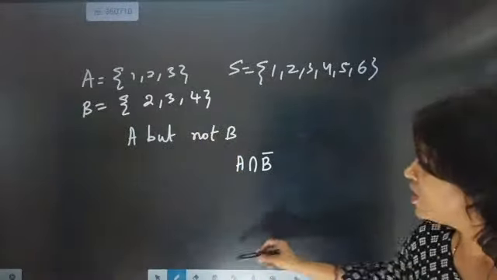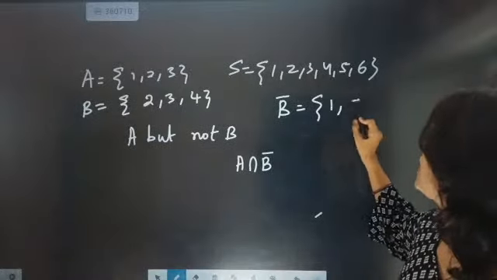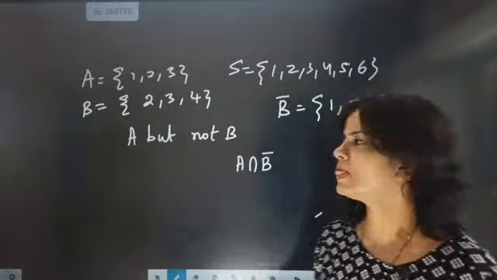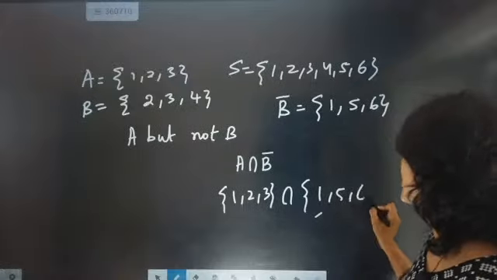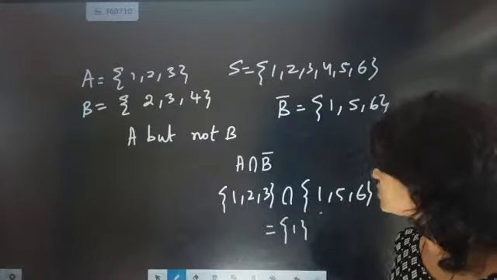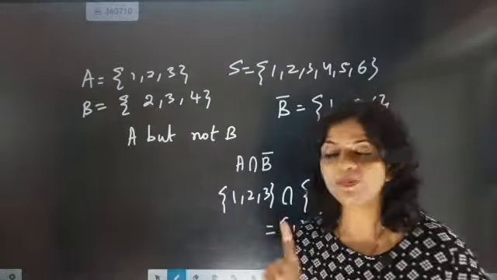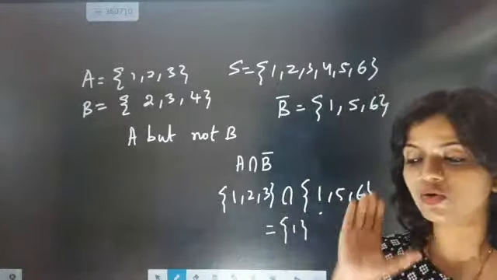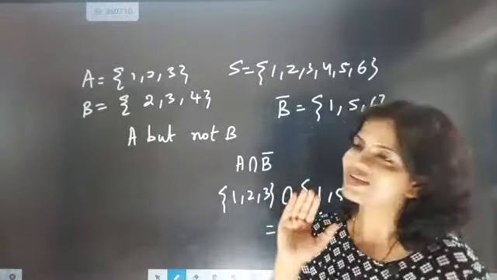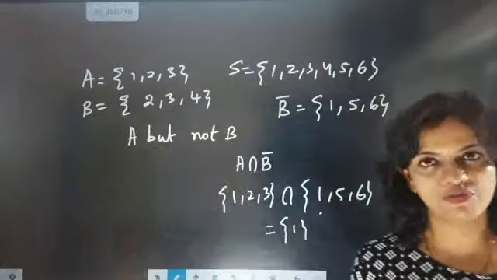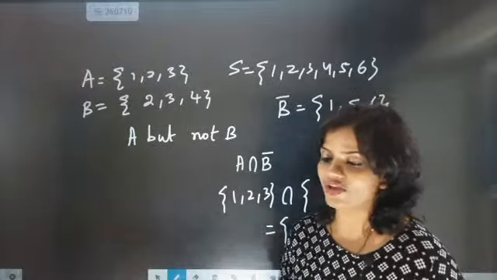If B is 2, 3, 4, then what will be B complement or B negation? 1, 5 and 6. Now what is A? A is 1, 2, 3. Intersection with 1, 5, 6 is 1. Absolutely correct, both of you, Devansh and Dipankar. So in shortcut, when somebody gives you the statement A but not B, the best way to answer the question is first find the negation of B, and then find the intersection of A and B complement. That will be the answer.